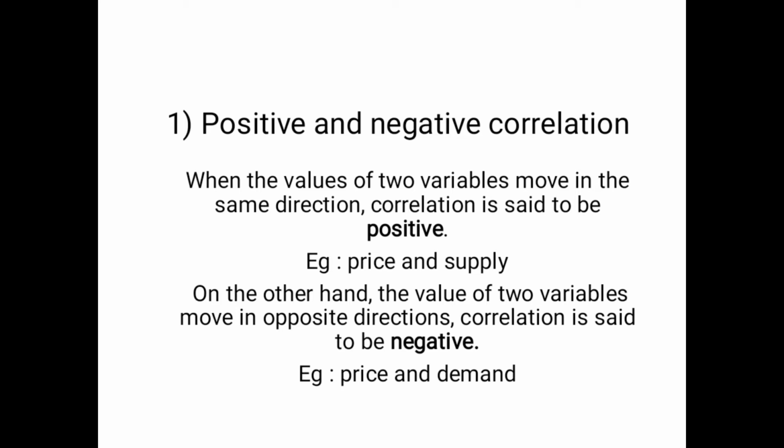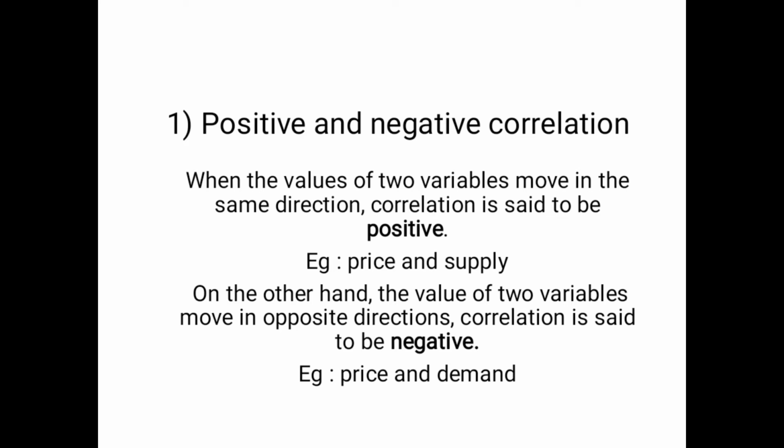Then what is negative correlation? In a negative correlation, the variables are moving in opposite direction. That means the values of two variables move in opposite direction. So an increase in the value of one variable results in a decrease in the value of the other variable. Similarly, the decrease in the value of one variable results in an increase in the value of the other variable. Then this type of correlation is said to be negative correlation.